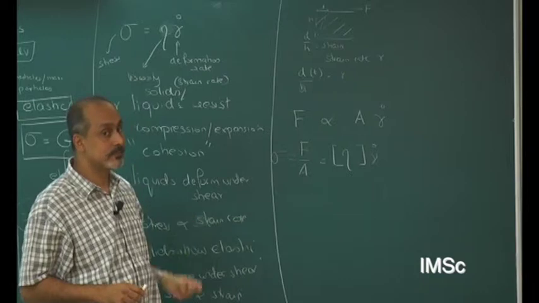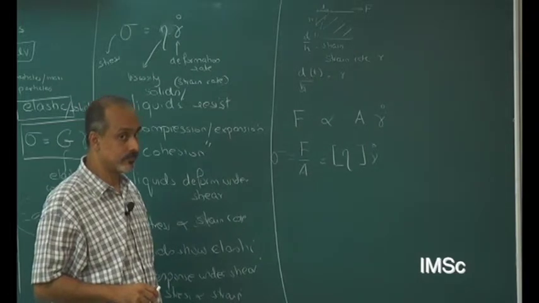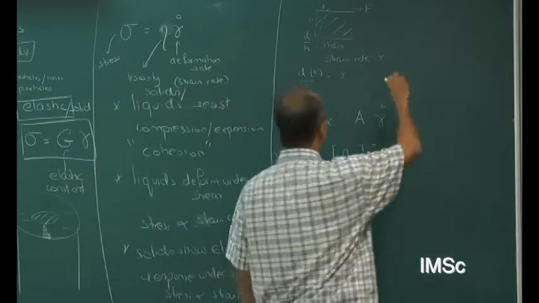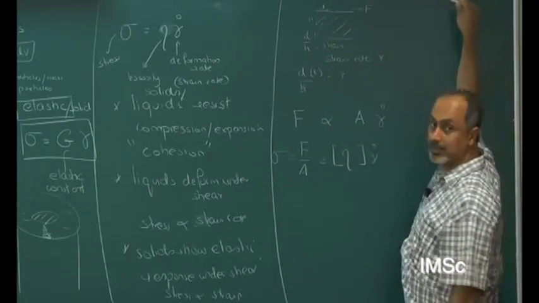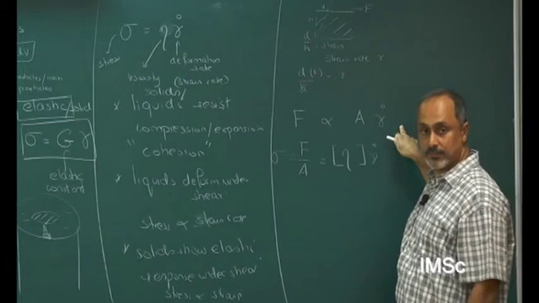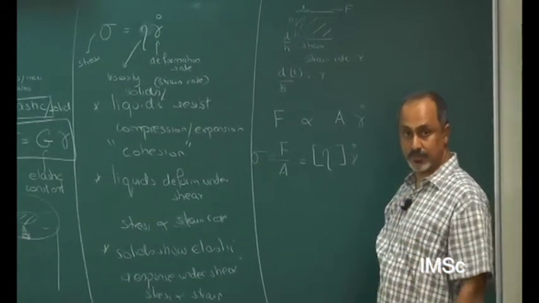This force is acting in that direction. I mean, the direction of the force is the same for the solid and the liquid, right? So over here, the force that I must apply in order to keep the top layer moving is proportional to the area and proportional to gamma dot. I must apply a force in order to keep it moving.